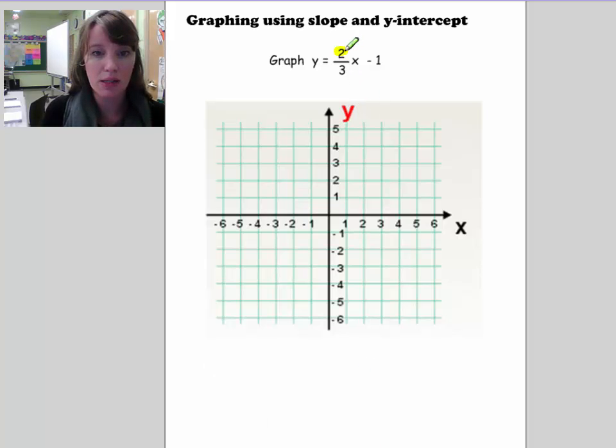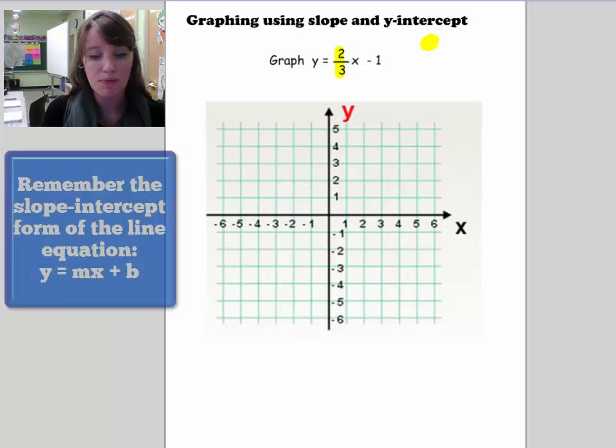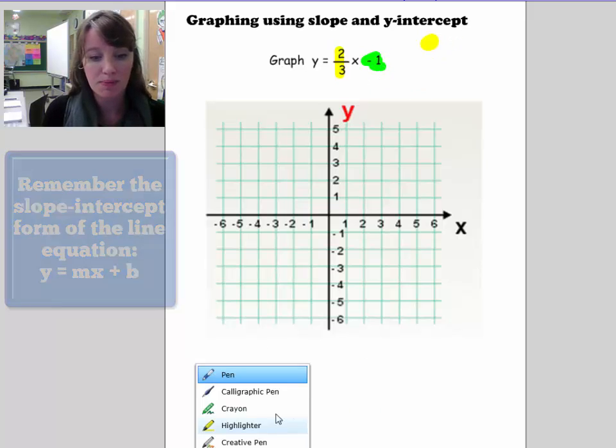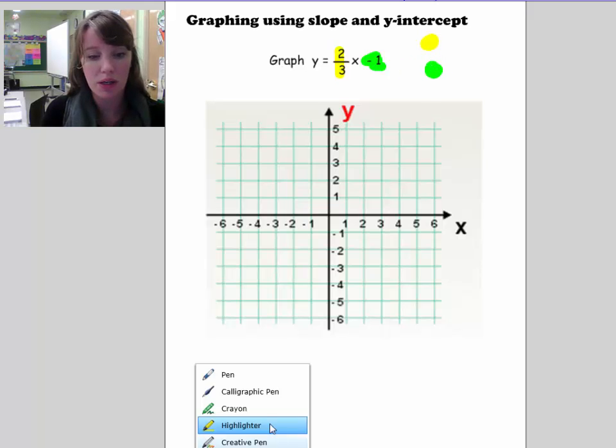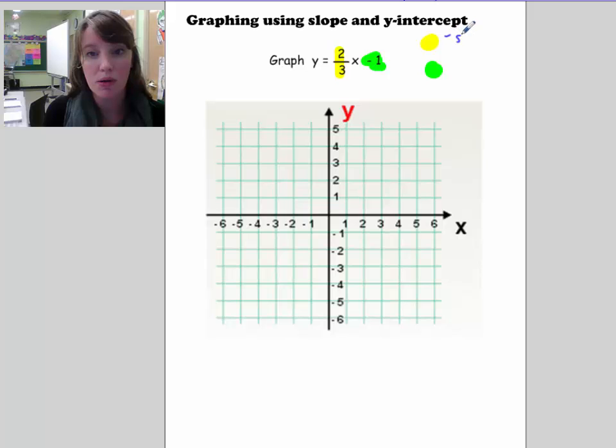So let me highlight the slope, right? I'll put a key here. That's the slope, and this is the y-intercept. Remember, it's -1 because we include the operation there. So here, this is slope, and this is y-intercept. Okay.